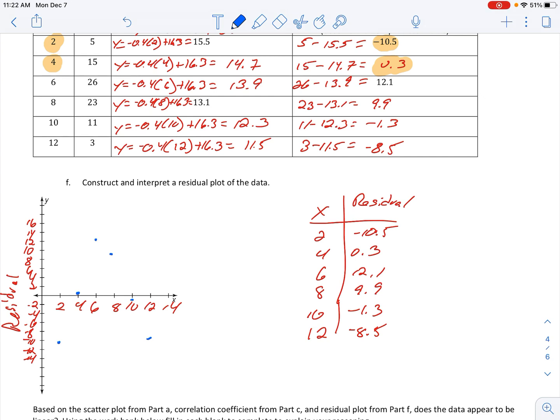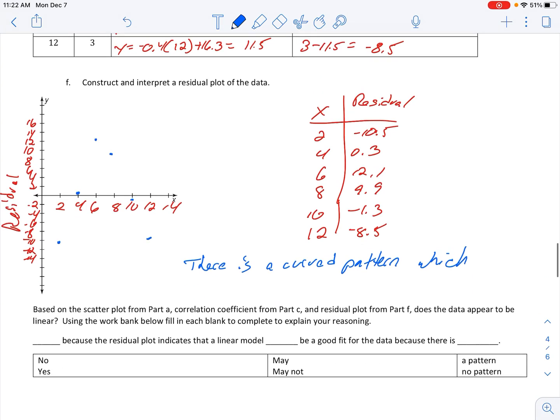What I'd see then is that U-shaped graph, that pattern is there. So the interpretation is saying there is a curved pattern, which implies a non-linear relationship.